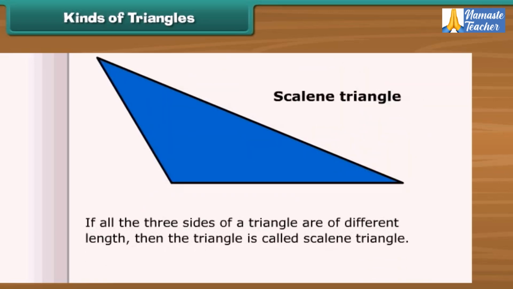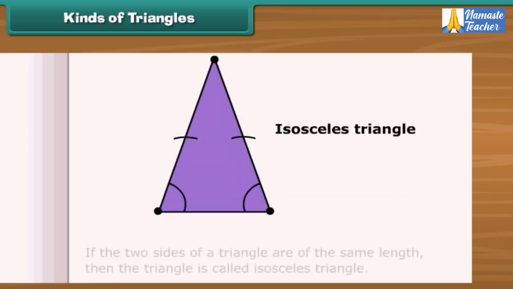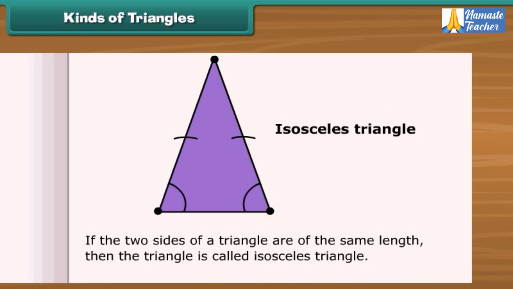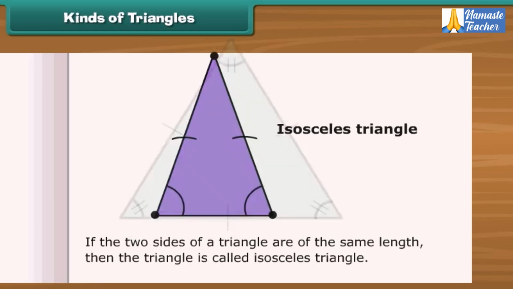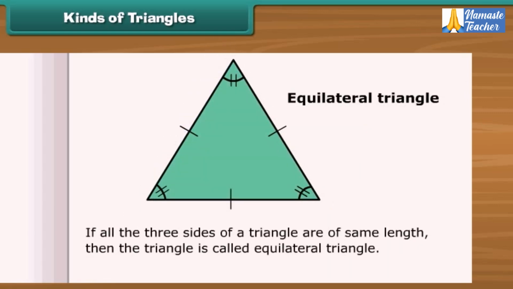If all the three sides of a triangle are of different length, then the triangle is called scalene triangle. If two sides of a triangle are of the same length, then the triangle is called isosceles triangle. If all the three sides of a triangle are of same length, then the triangle is called equilateral triangle.